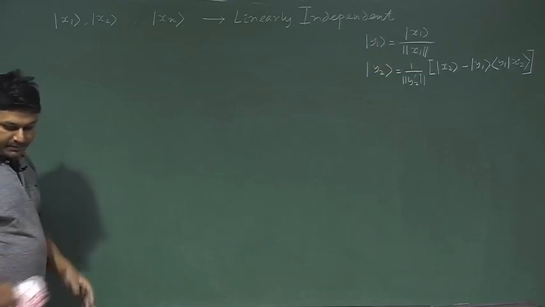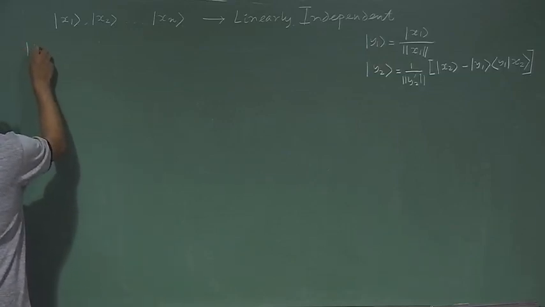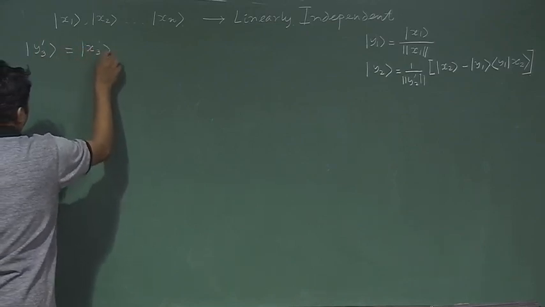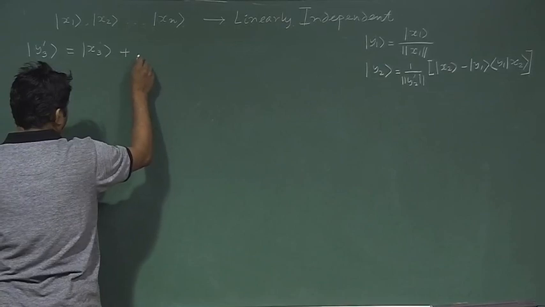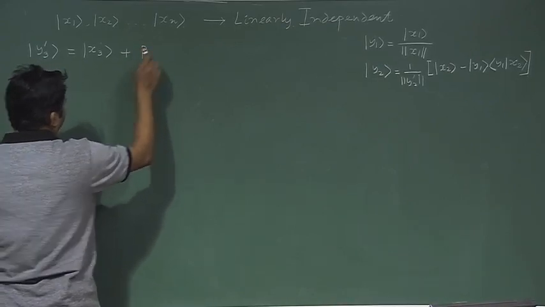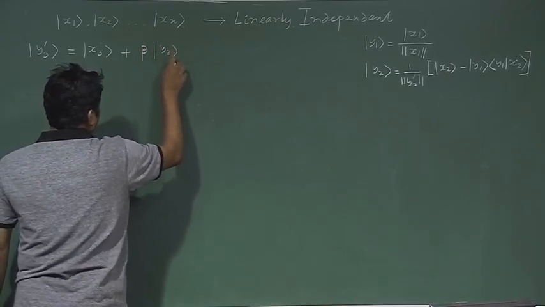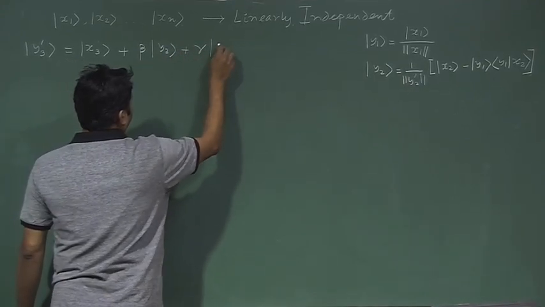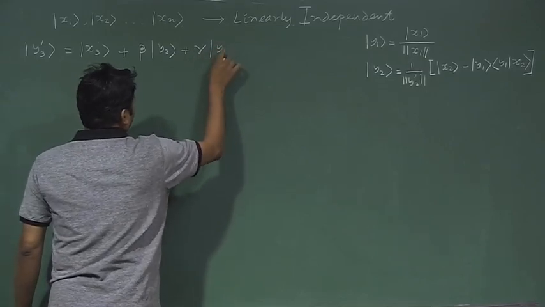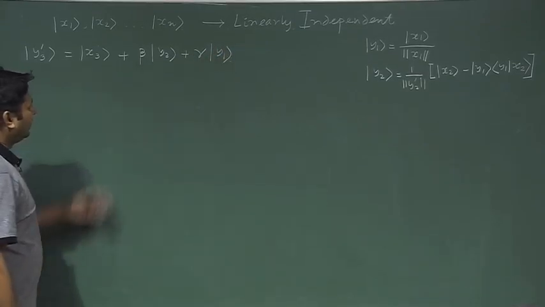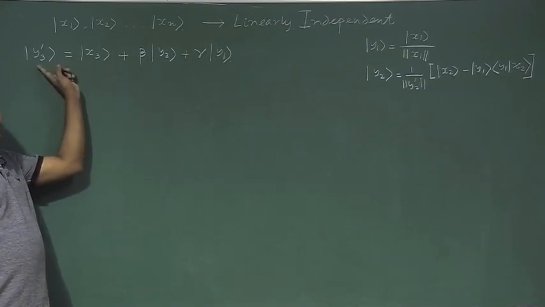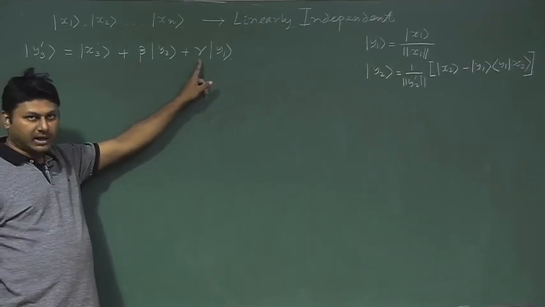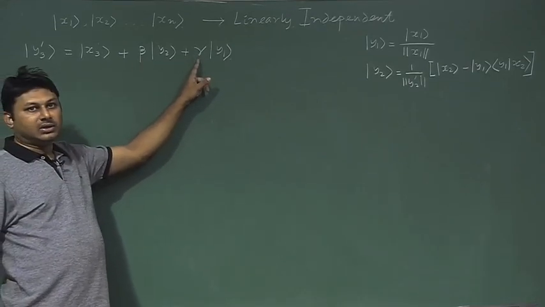Again, with the same logic, I will put y3 prime as x3 plus beta, where beta is some constant, and gamma, some real value or scalar constant. Please note that when I am forming y3 prime, all the values here are known to me except beta and gamma, which I will try to find out by using orthonormality.